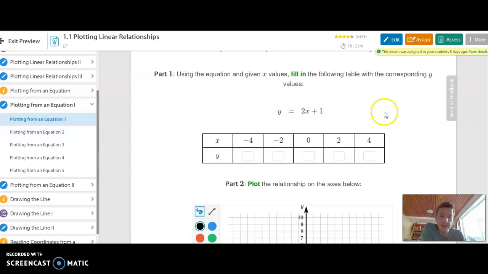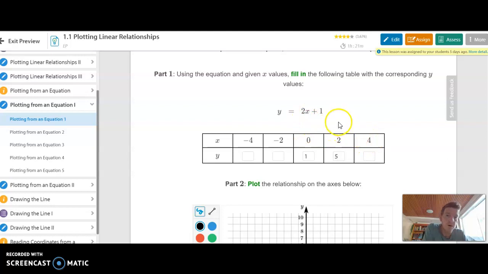So let's fill out this table. The easiest place to start is always at 0. So I'm going to replace x with 0 and then do the equation. So y is equal to 2 times 0 plus 1. Well, that must be 1 because 2 times 0 is 0. Then if I go to 2, 2 times 2 is 4 plus 1. This must be 5.